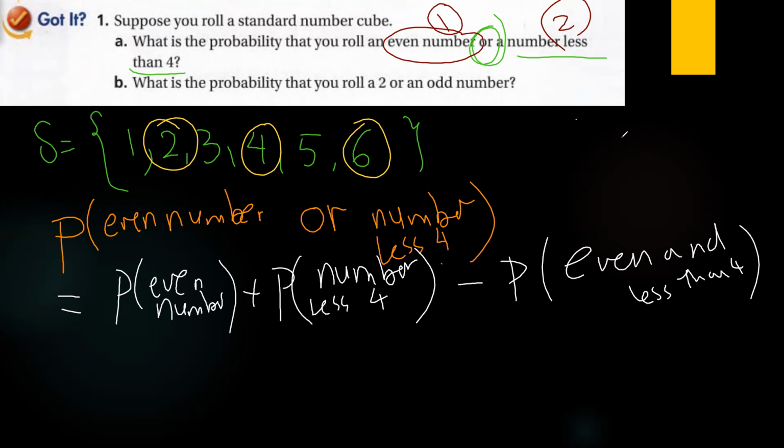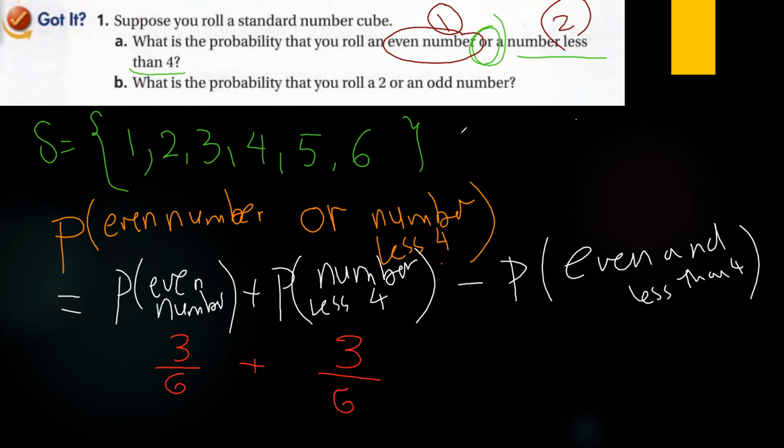Then, what is the probability of an even number? How many numbers are even here? 3 over 6. 3 numbers. So 3 over 6 plus how many numbers are less than 4? Less than 4 means 1, 2, 3. So we have 3 numbers over 6 outcomes.